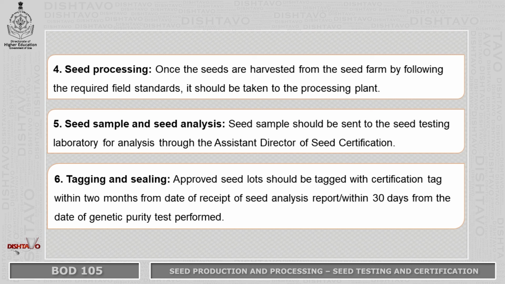Sixth one, that is tagging and sealing. The approved seed lots should be tagged with a certification tag within 2 months from the date of receipt of the seed analysis report or within 30 days from the date of genetic purity test performed.